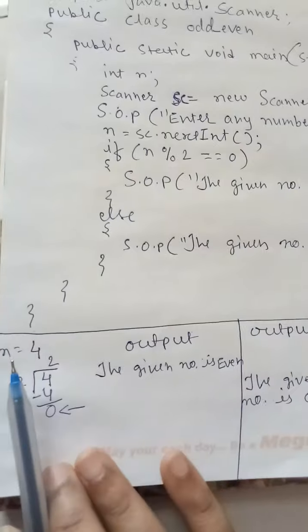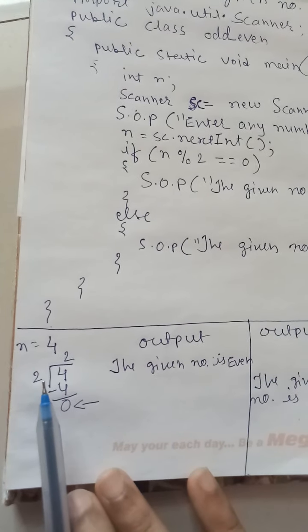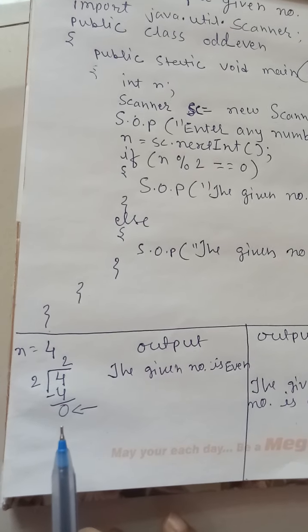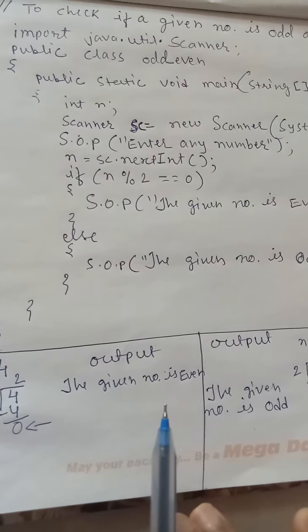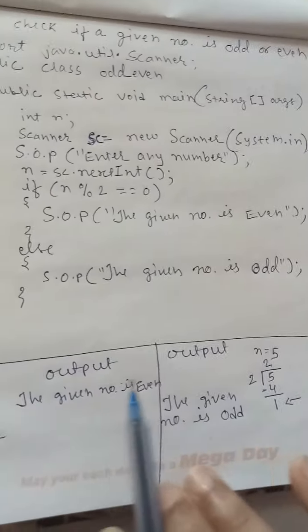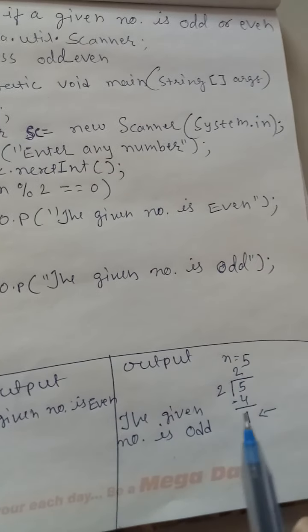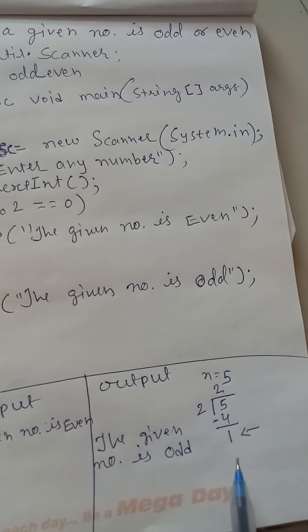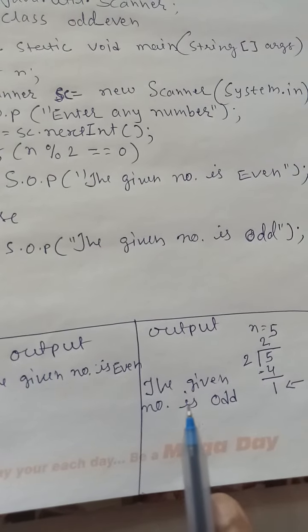Now let me give you an example. Suppose first the user has entered 4 as n. So now you can see here I have divided 4 by 2 and I can see that my remainder is 0 here. Means my output will be: the given number is even. And one more output I have taken for you. Suppose the user has entered 5. So again here I have applied the logic that when you divide 5 by 2 you get 1 as a remainder. That means it is not 0, so you will get the output: the given number is odd.